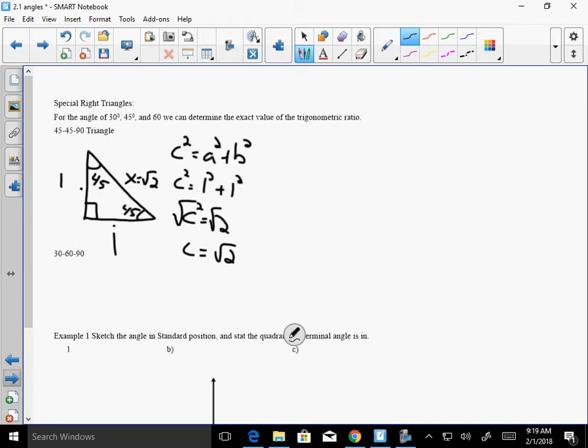So this ratio works for anything now. If I have any 45-degree angle triangle, and let's say this length is 10, this length here would be 10 times root 2. And that'll give you the actual length. So if you're ever dealing with anything like that, this ratio holds up for any 45-degree triangle.